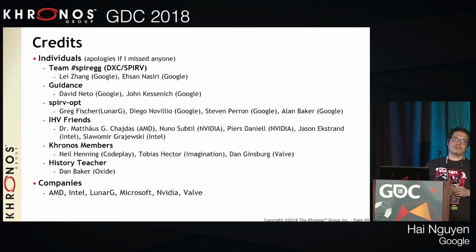Neil Henning has provided a lot of input onto SPIR-V, how SPIR-V is restructured in the code gen. And Tobias Hector has given us a lot of feedback on how things should flow in Vulkan itself when SPIR-V is executed. And Dan Baker, I'm not sure if he's here today, but Dan Baker was one of the original authors of FXC, and he's had to put up with a lot of direct conversations about why did you do this?